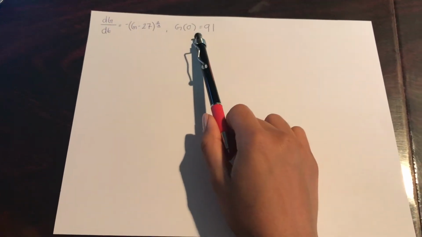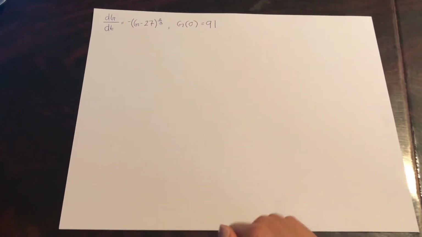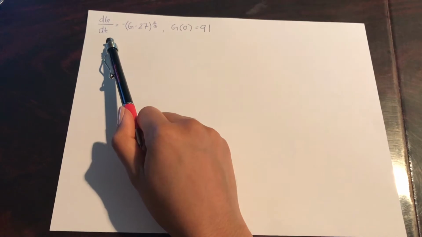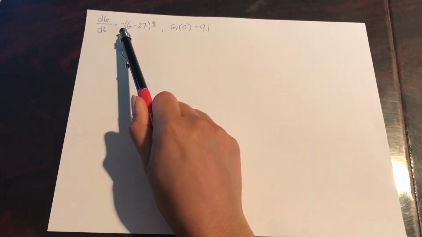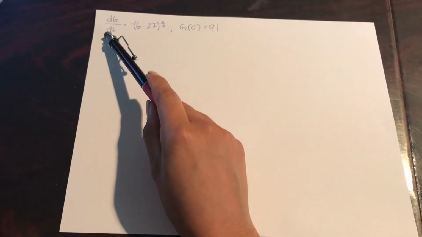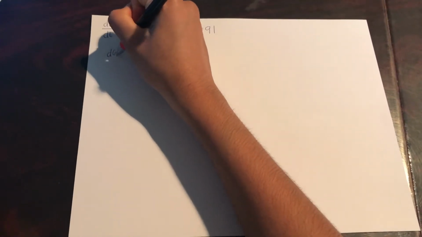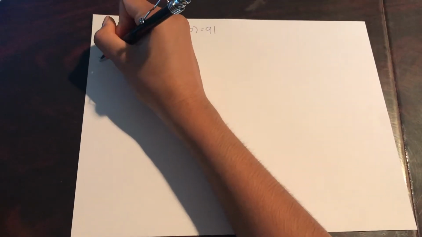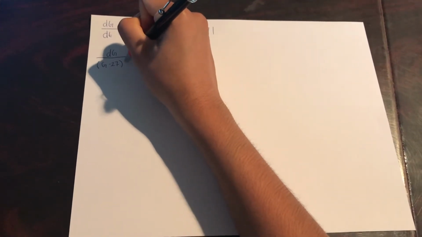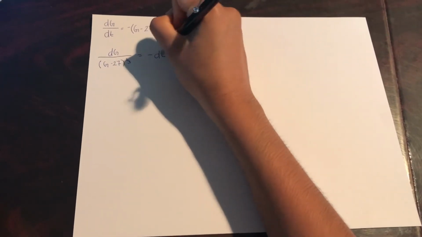So basically we're given the same initial condition. And now to find the first part of this problem, we are going to have to separate and integrate our dg over dt. So what we want to do is move the right side of this equation to the left side, and we want to move dt to the right side. So in order to do that, we are going to get dg over the quantity of g minus 27 to the 2/3 power is equal to negative dt.